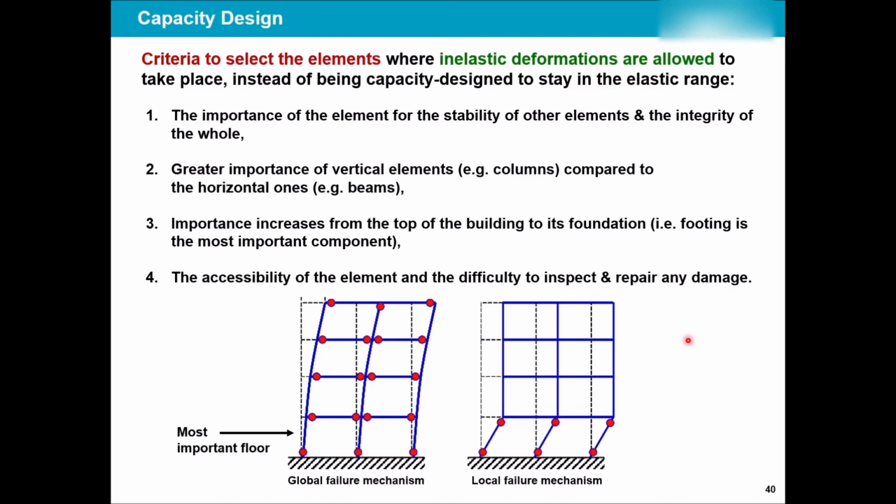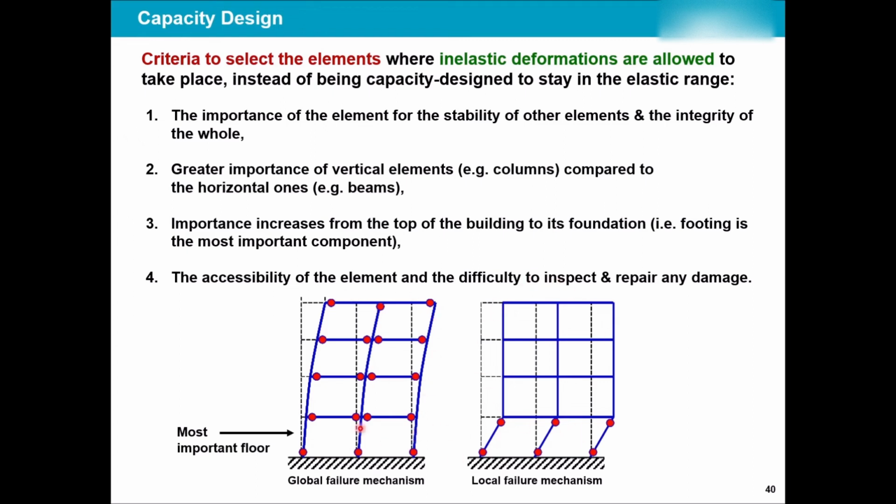Again, a column which is hidden inside walls is much harder to repair than a beam, which we might find and repair, or a slab which we can easily repair. So all of these will help us select the elements where I want the plastic hinges or ductility to happen, while other elements stay safe.